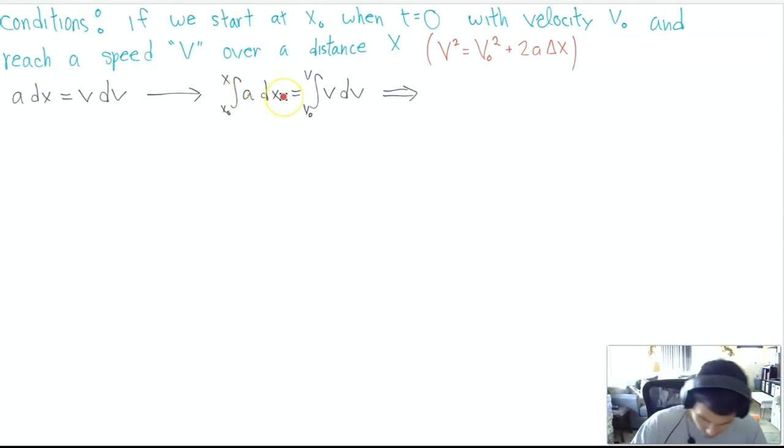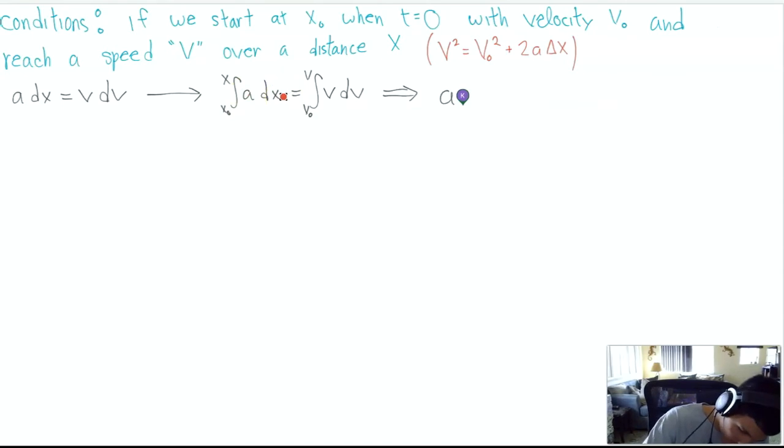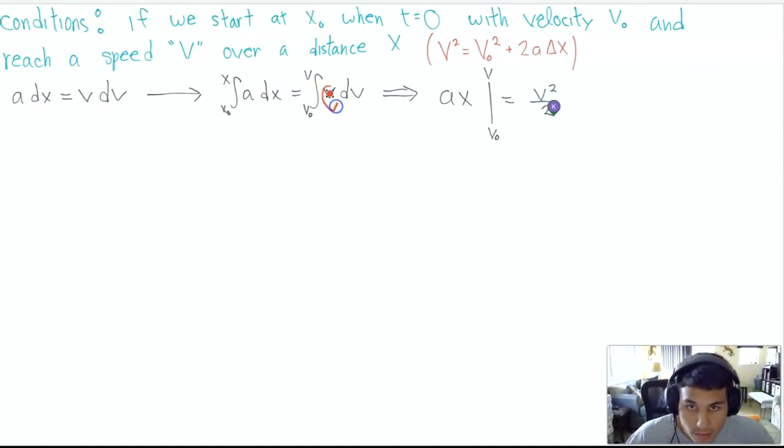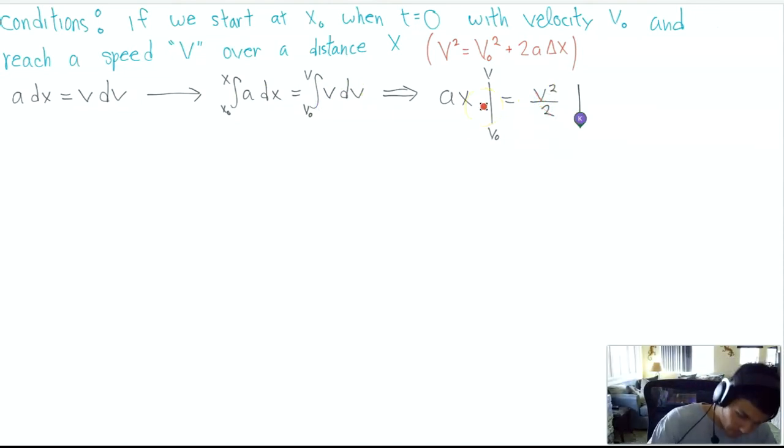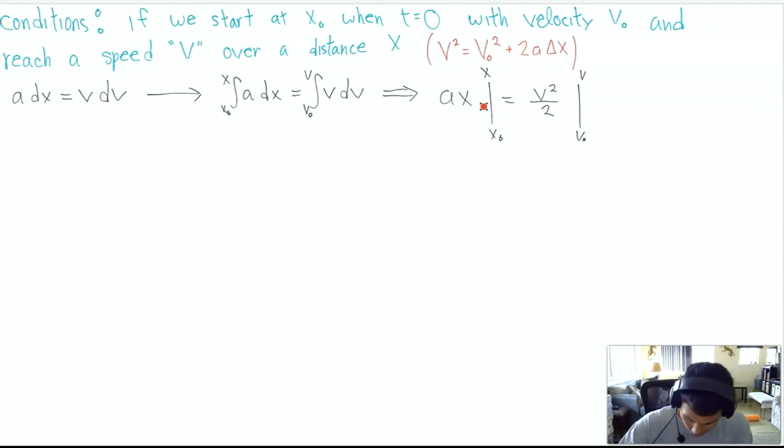So this goes A dx from x0 to x is equal to what? Well, this is the integral. This is V dV, so we do have to integrate here. It's V squared over 2. And this is from what? V0 to V. Oh, my bad, this one's x, and this one's x. Okay, so now if we apply all that, what do we get?